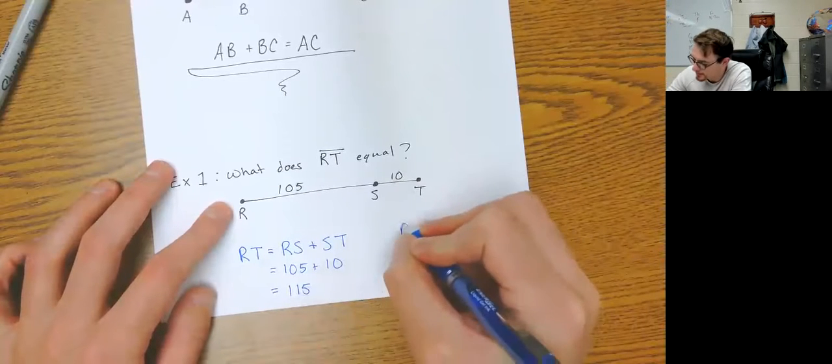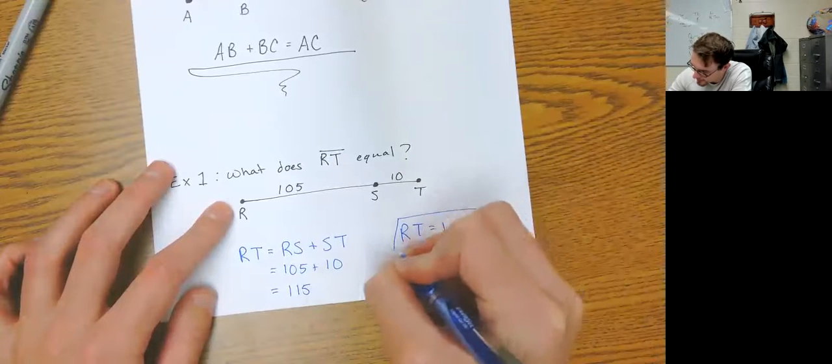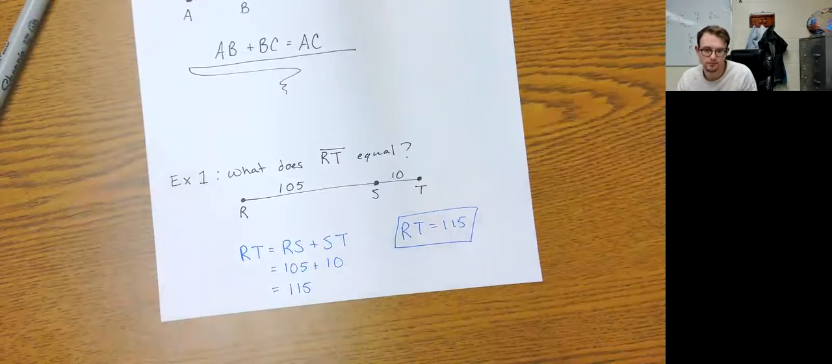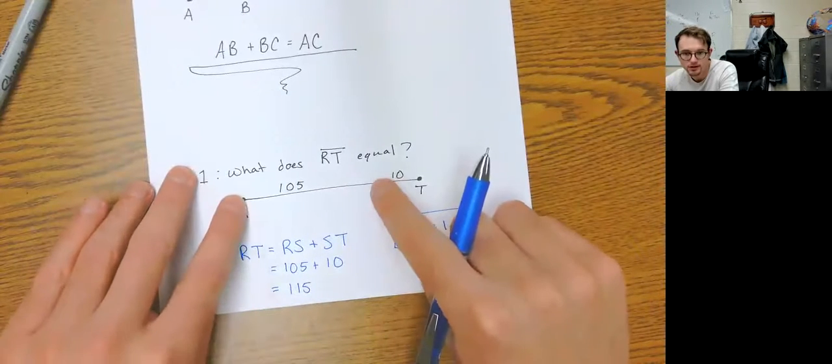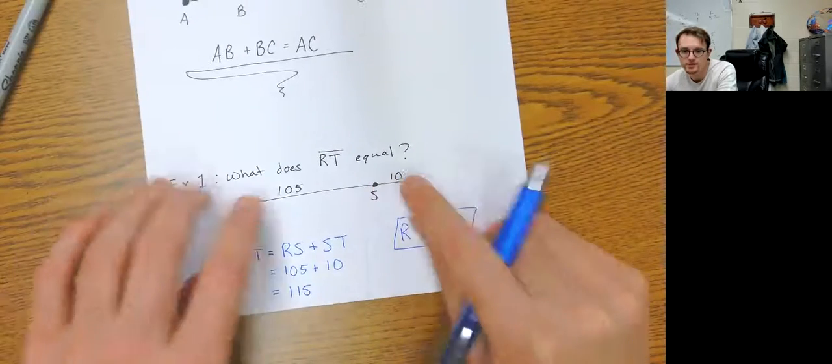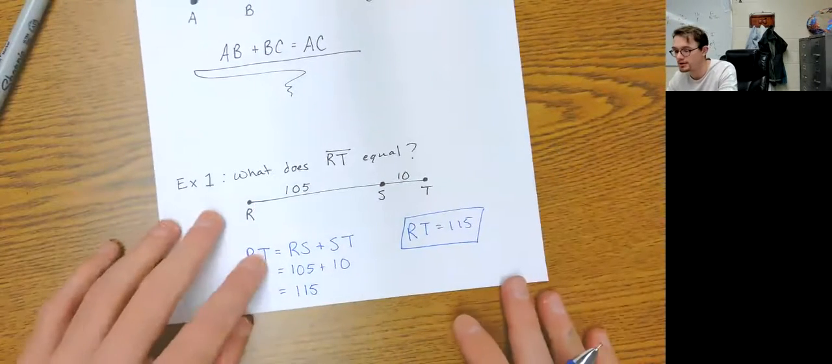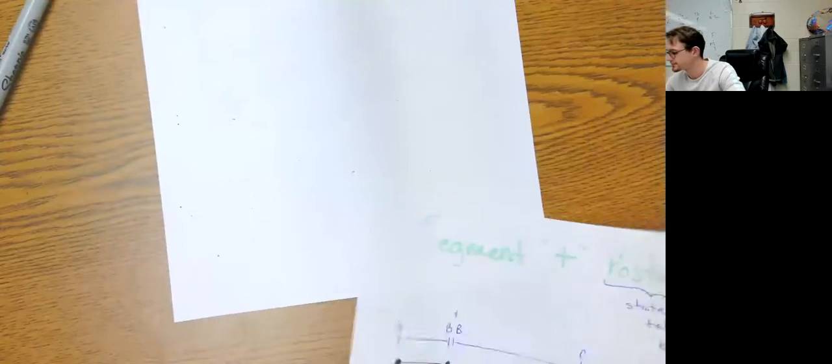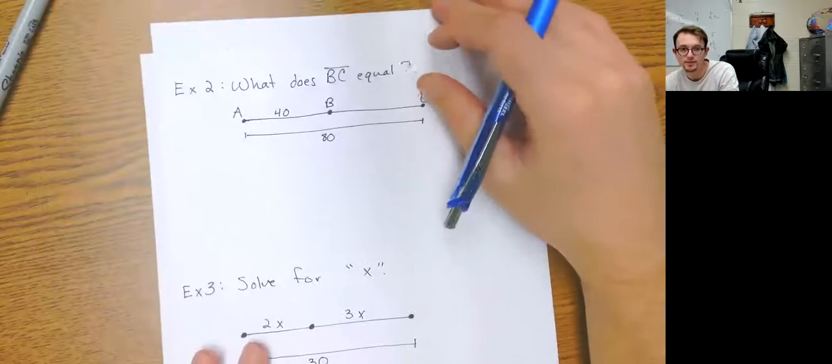So RT equals 115. Okay, and usually we'll throw in inches, miles, centimeters, whatever. But in this case, we just got the numbers. The point is you take the little chunk, which is 105, plus the other little chunk, which is 10. So 10 plus 105, 115. All right, pretty simple. Then we get the next difficulty, right? We're going to work our way up in difficulty here.